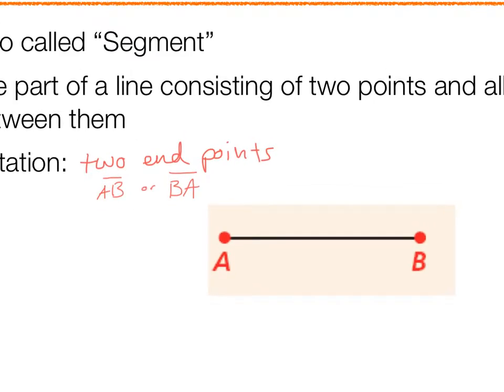You can switch, you can call it AB or BA because the distance from A to B stays the same if you're going from A to B or from B to A. It is the same line no matter what you call it.